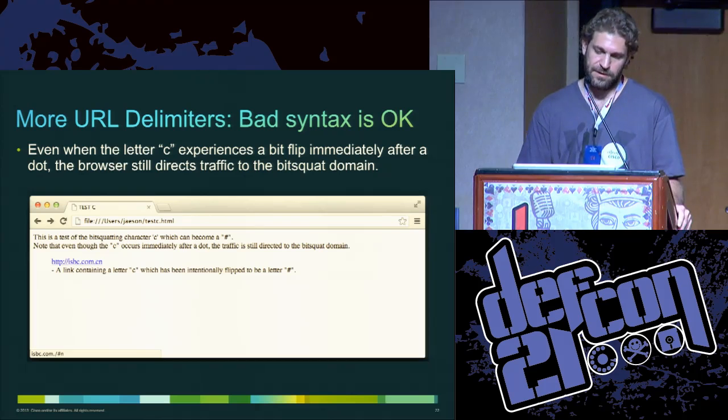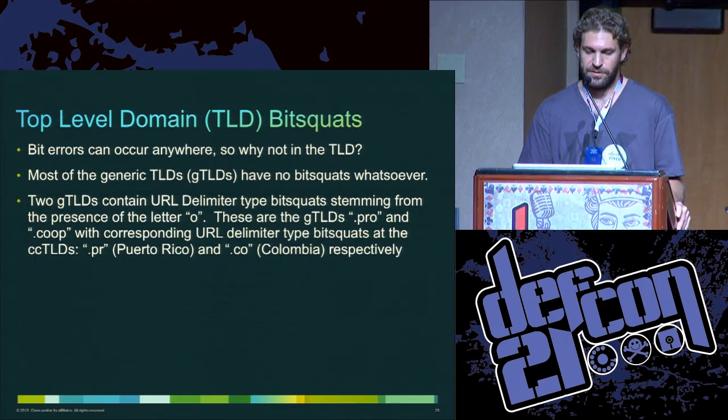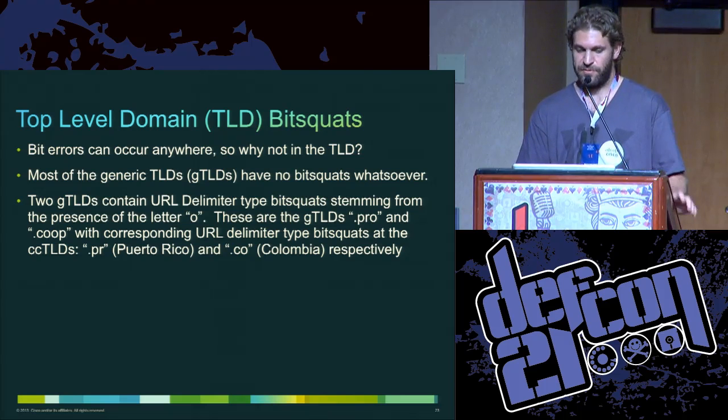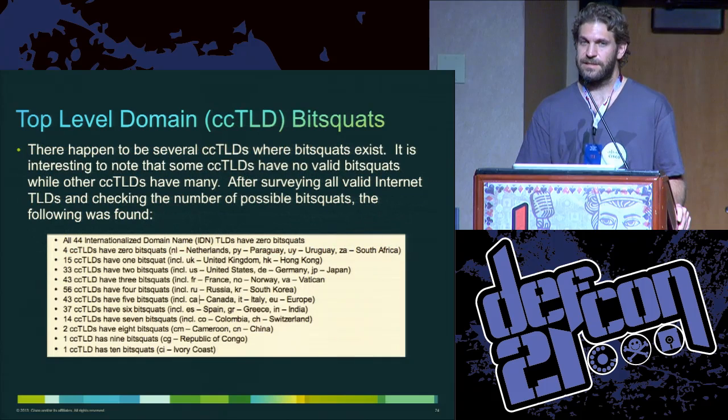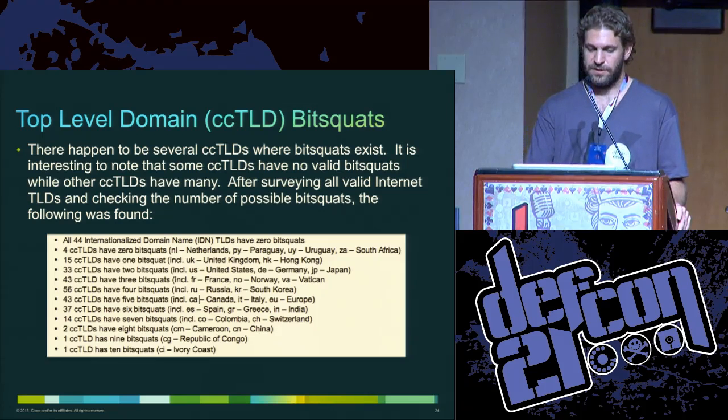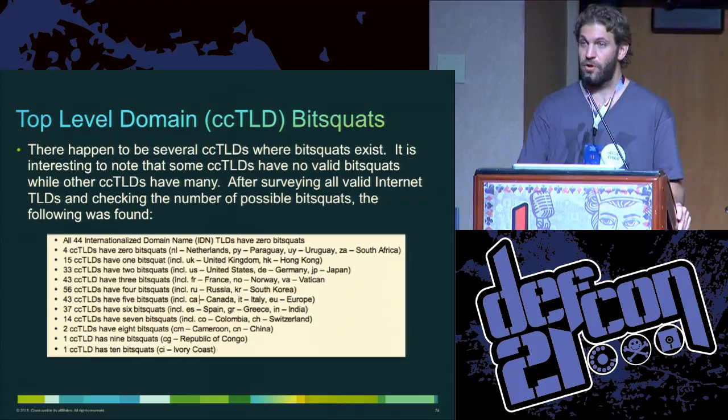So these are interesting, URLs and the domain delimiters, but we also took a look at the top level domains. Most of the top level domains don't have bit squats: .com, .net, and so on. There are some, .pro and .coop are the exceptions. They actually have an O-based sort of bit squat present. But the ccTLDs have several, depending on where you're at. Some domains have no bit squats in the country code space, and some have several. In fact, the Ivory Coast has 10 different valid country code level bit squats.